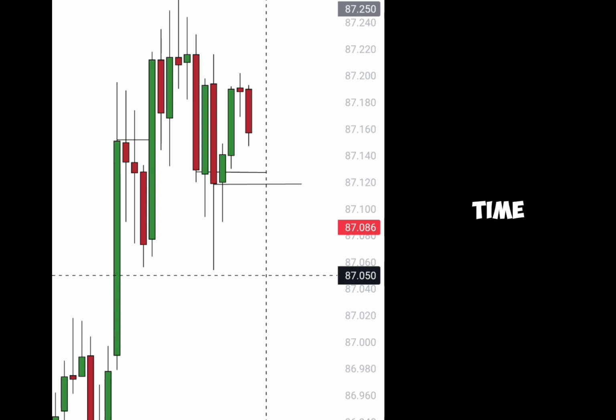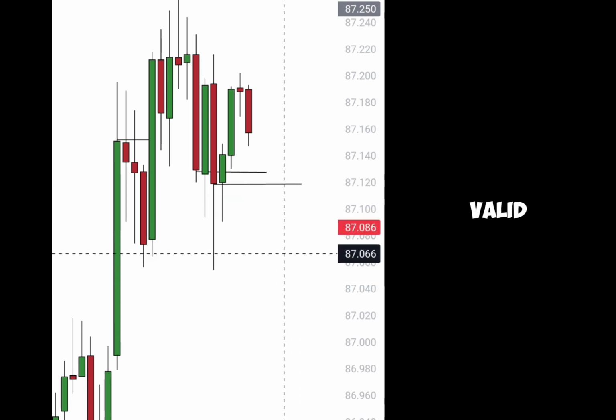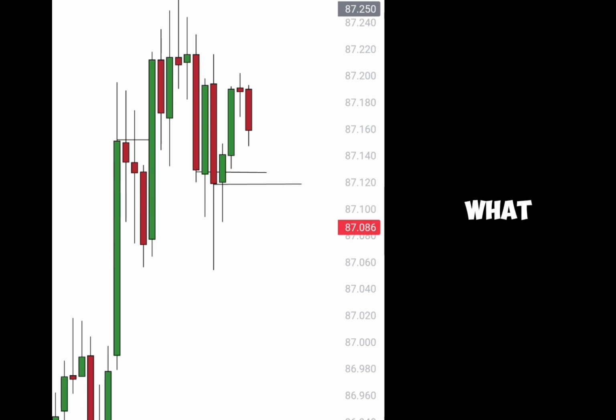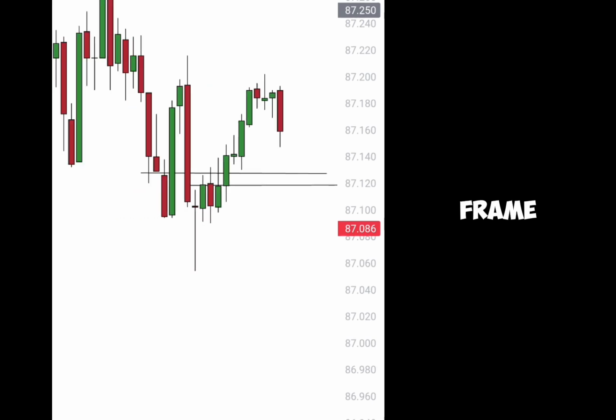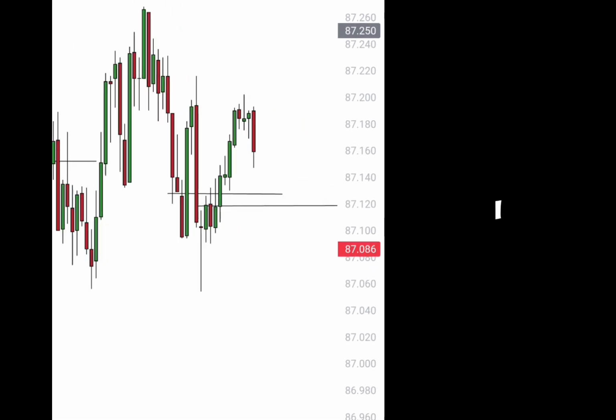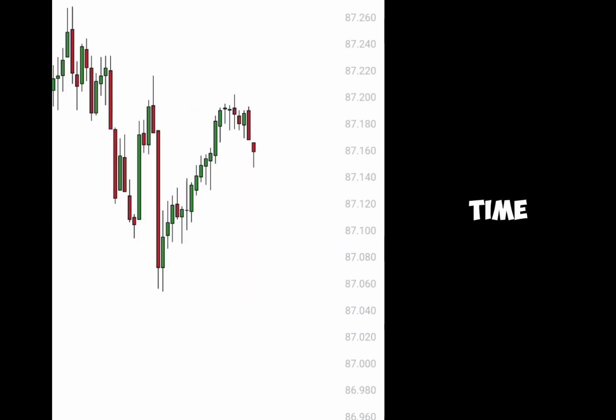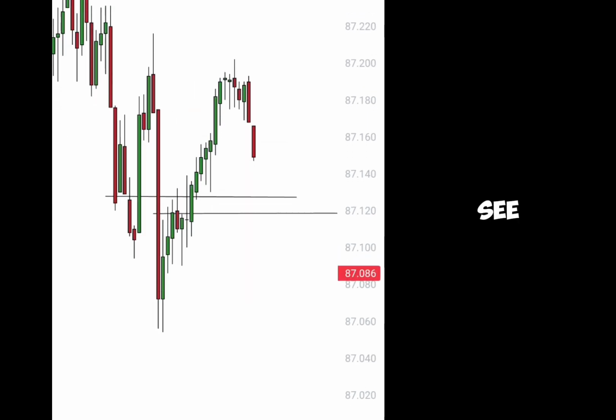In the 15-minute time frame, I really can't see anything that is too valid for me to take a trade. So what do I do? I come to the 5-minute time frame. Now coming to the 5-minute time frame, can I see any entry? No, I can't see any entry. So I come to the 3-minute time frame. In the 3-minute time frame, can I see any entry?